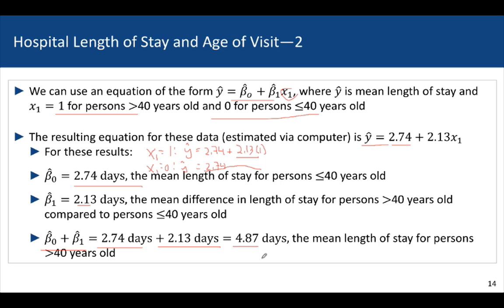And as with the arm circumference data, we could have coded these x's in the opposite way, making the reference group the group that was greater than 40 years old, and x1 taking a value of 1 for persons that are less than 40 years old. We get different values of the intercept and slope, but the overall story would remain the same.